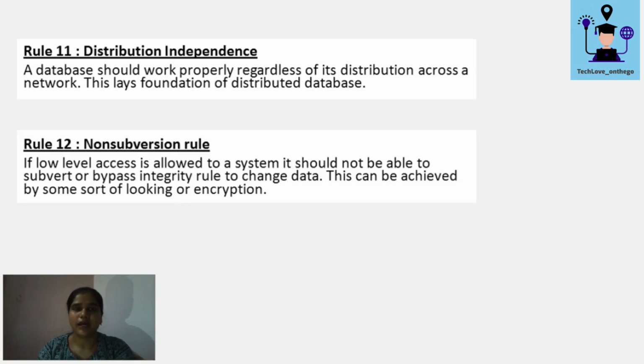Rule number 12 and the last rule is the non-subversion rule. If low-level access is allowed to a user, it should not be able to subvert or bypass integrity rules to change data. This can be achieved by some sort of locking or encryption. Even if you are allowing a user low-level access, that user should not affect the integrity rule, check constraint or trigger rules. You can ensure it by encryption and other rules as well.